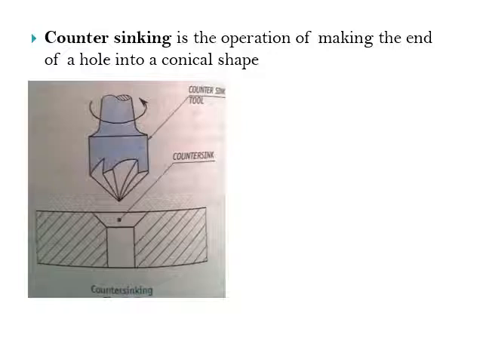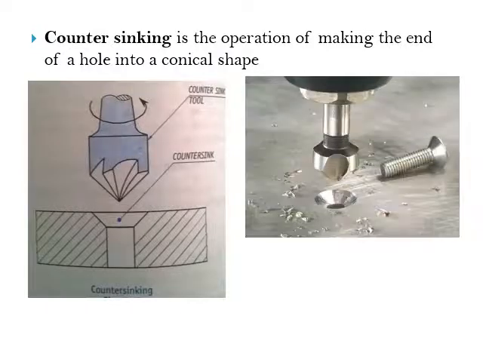Counter sinking is the operation of making the end of a hole conical. This is the starting point, and this one is the end of the hole. From start to end the hole is a conical shape. That's why it's called a counter sinking operation. So you can see this figure clearly, understand. So this is the counter sinking operation.